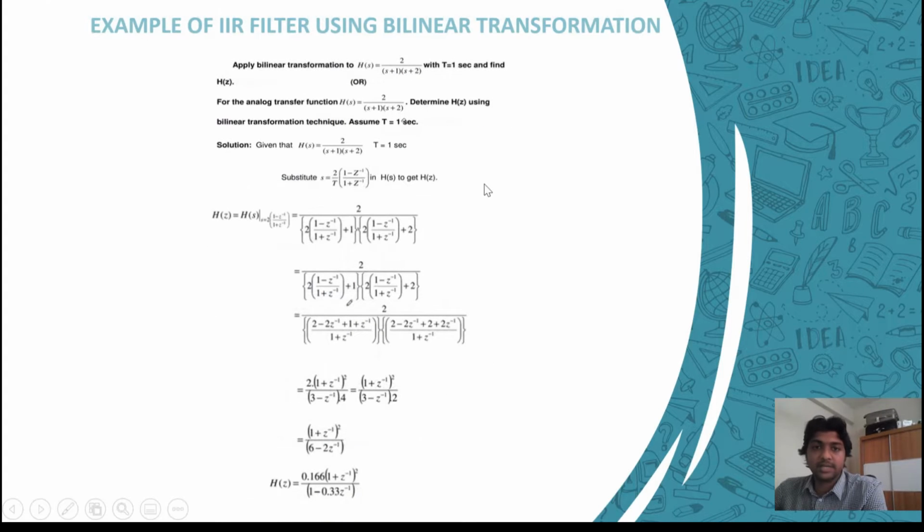The question may also directly give the analog transformation and the T value. If like that, we can directly use the s value here. If we put the s below here and calculate, we will get the digital transformation. So that's all about my part. The next part, FIR, will be explained by my groupmate. Thank you.